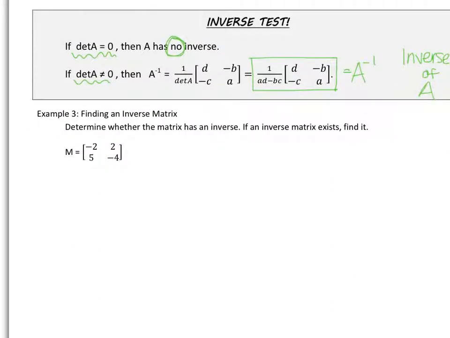So the goal of this next problem is to figure out the inverse. Determine whether the matrix has an inverse. If it has an inverse, find it. Okay, so to determine whether we have an inverse or not, we can use the determinant. So the determinant of M is AD minus BC. So what's in the A spot? -2. If you need to go through and label A, B, C, D, that might help you.